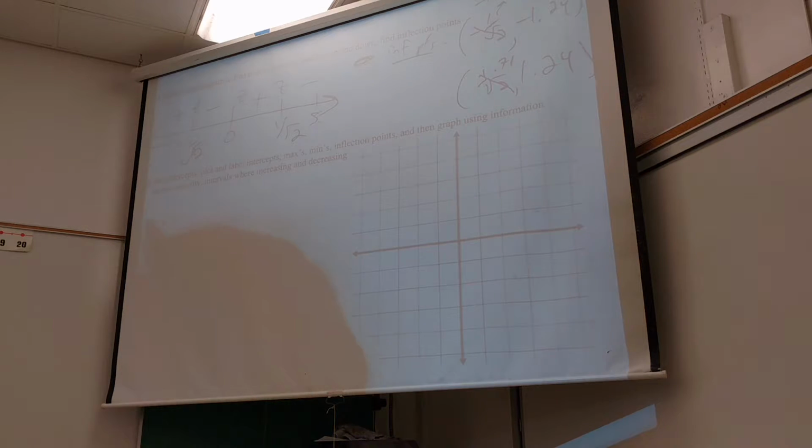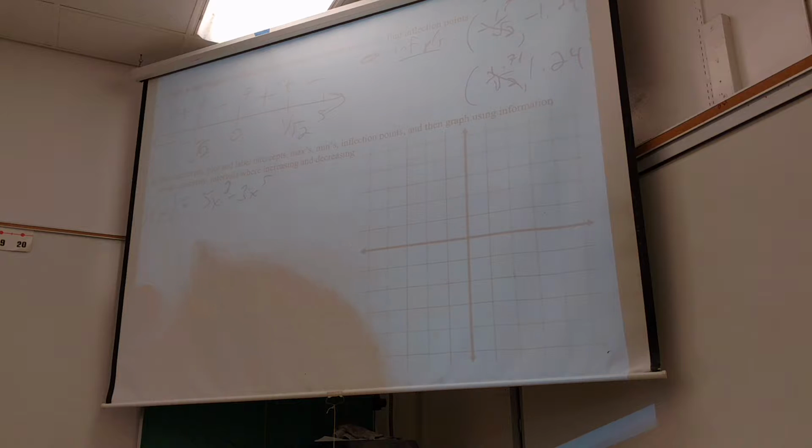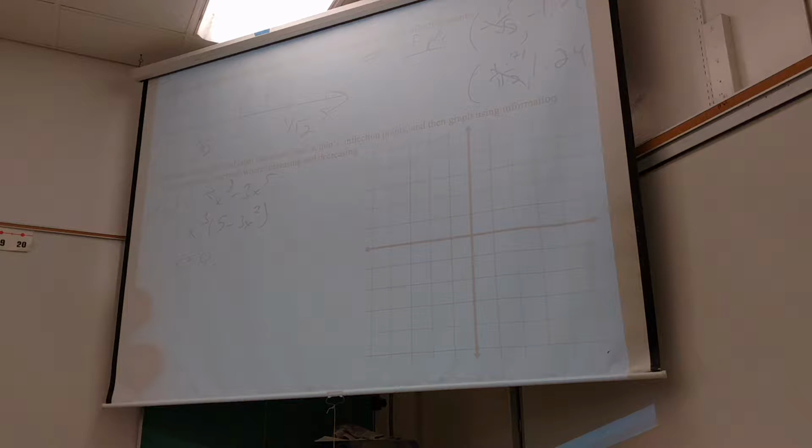What are the intercepts? The function was 5x cubed minus 3x to the fifth. What are the x-intercepts? 0, and you can take an x cubed out, so that'd be 5 minus 3x squared. So you get 0, and plus or minus the square root of 5/3. And what's the square root of 5/3? 1.31.